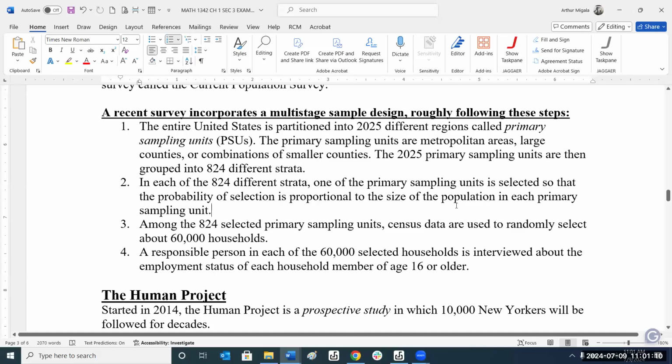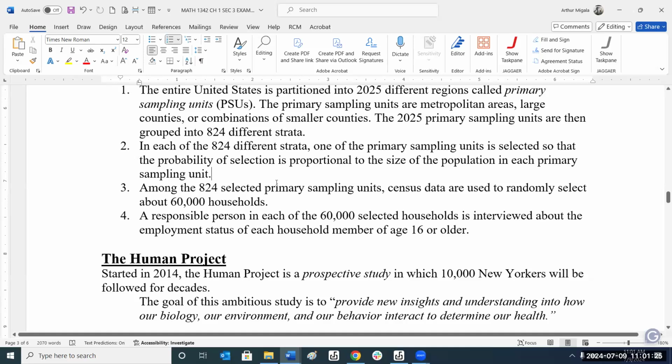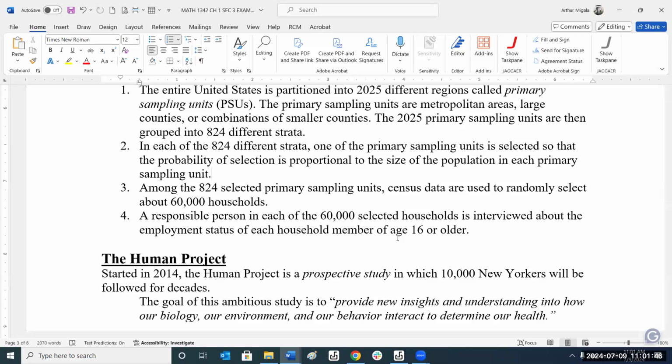That right there would make you stop reading. So what you're doing there is you're trying to find the best strata in that primary, the PSU, so you get the best information possible. Among the 824 PSUs, census data are used to randomly select about 60,000 households. The responsible person of those 60,000 households are selected and interviewed about employment status. Anybody 16 or over. So you see how much time and effort it takes. That's the reason they do it once every 10 years.